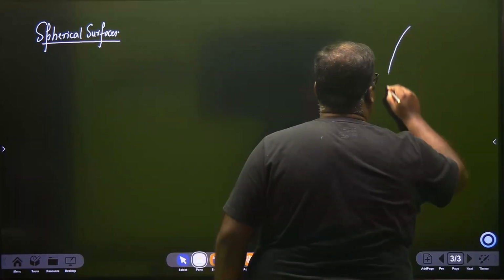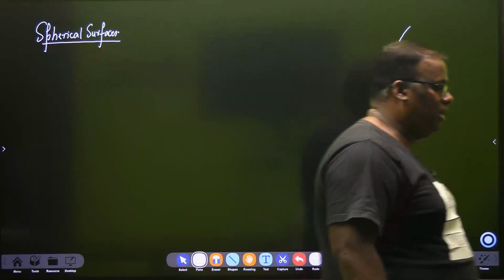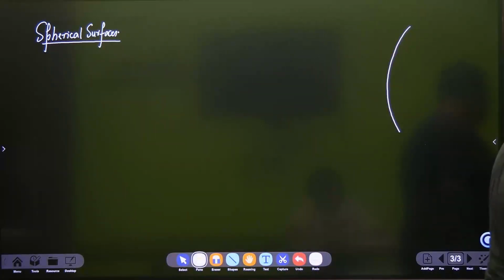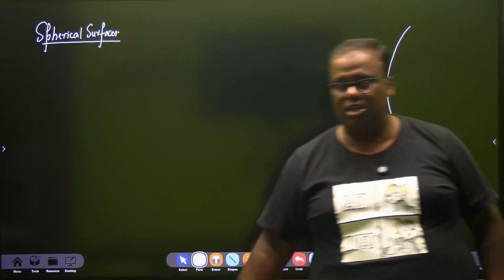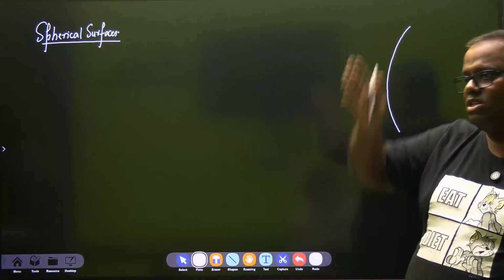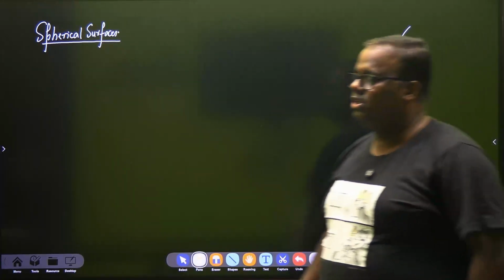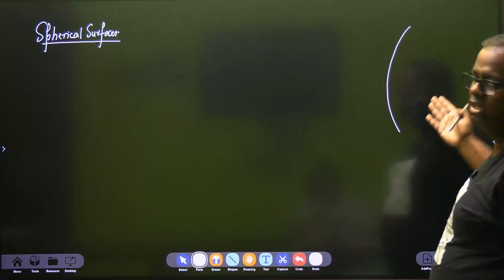Now, when you talk about spherical surfaces, transparent spherical surface. This is not a mirror, this is a transparent spherical surface. Sir, are you talking about a lens? Well, no, I'm not talking about a lens also. It's just a spherical surface. Instead of a plain glass slab, it's curved. So the laws of refraction hold here also.